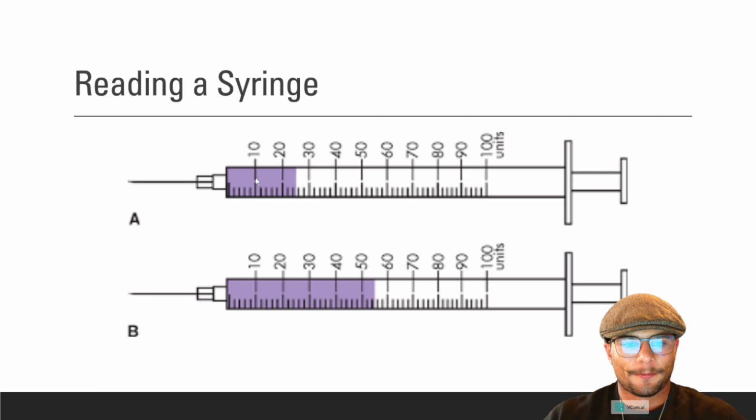But for milliliters, this would be 0.1 milliliters, 0.2 milliliters, 0.3, 0.4, 0.5, and so on. Now, when we get to these little tick marks, this will be 0.02, 0.04, 0.06, 0.08, and then 0.1. Going on, this would be 0.12, 0.14, 0.16, 0.18, and then 0.2 milliliters. So that is how you approach milliliters and international units.